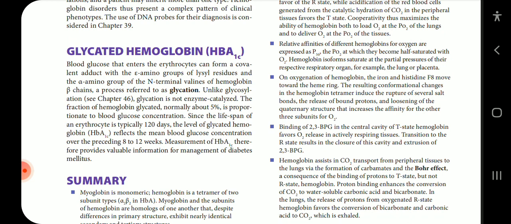The fraction of hemoglobin glycated, normally about 5%, is proportionate to blood glucose concentration. Since the lifespan of an erythrocyte is typically 120 days, the level of glycated hemoglobin, HbA1c, reflects the mean blood glucose concentration over the preceding 8 to 12 weeks. Measurement of HbA1c therefore provides valuable information for management of diabetes mellitus.